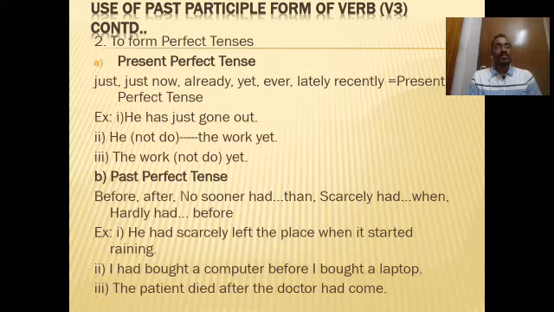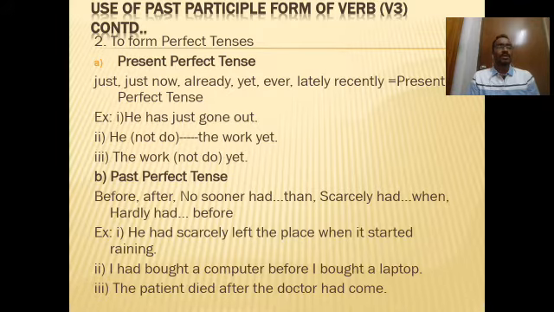Let's go through some examples. He has just gone out. So just is there, and the verb has been used in past participle form, and you see has is there to complete the structure. Next: he not do the work yet. So what would be the answer? The answer is he hasn't done the work yet.